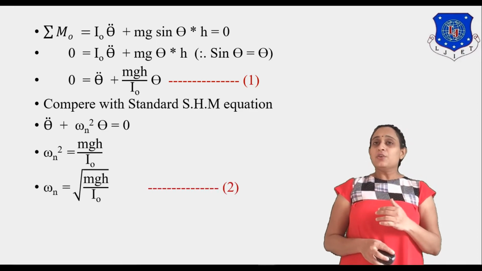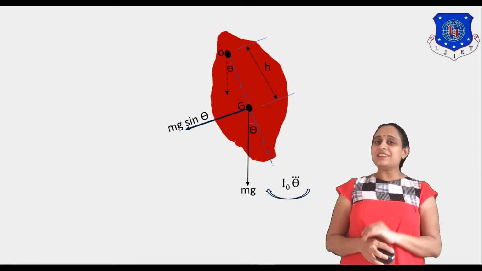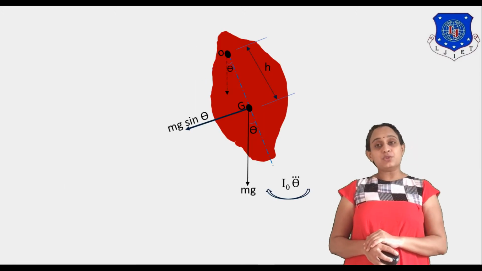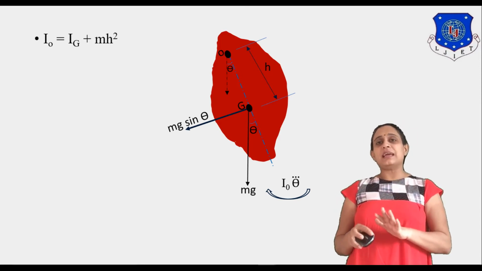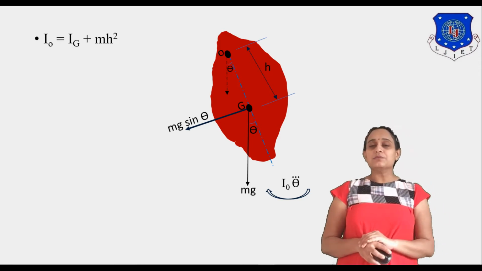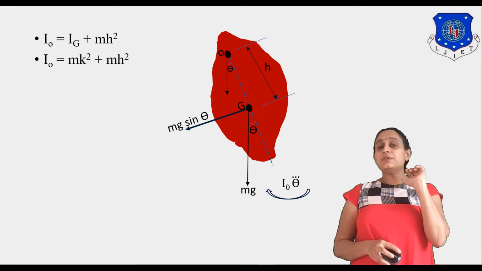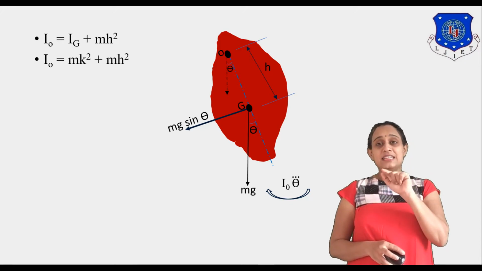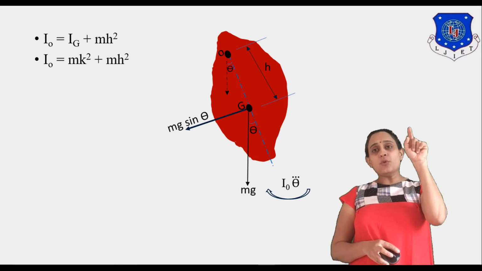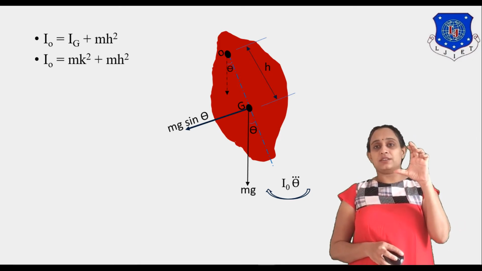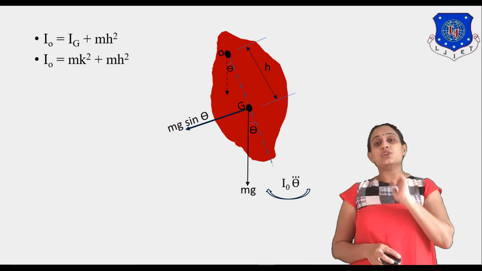And what is the final frequency of the system? For this, we have to solve for the I0 value. I0 is equal to Ig plus mh square. Now how does this come? Understand: from this point O, we have the center of gravity G, and Ig is the mass moment of inertia at G. But point O is at height h, so we add mh square to that.